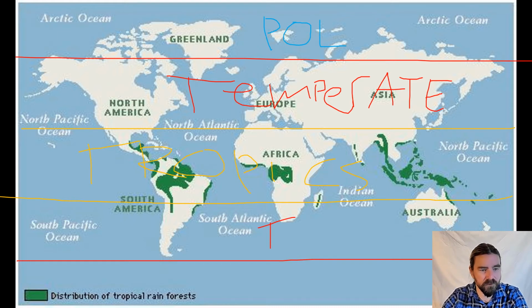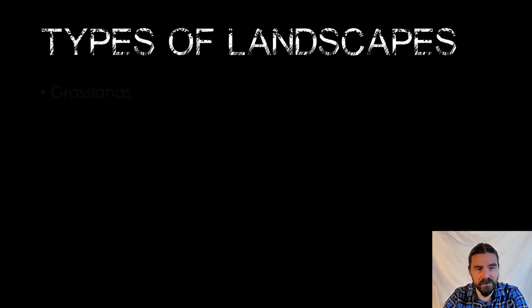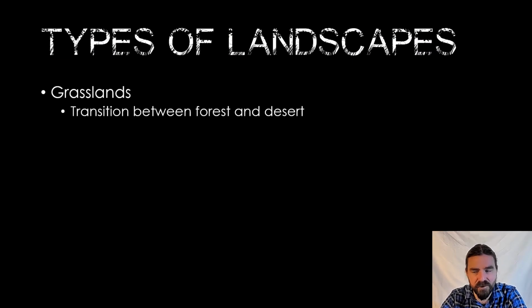Moving along. Next type of landscape, grasslands. So grasslands can often be seen as the transition between forests and deserts, yeah? There's usually grassland between forest and desert. You don't go straight from forest to desert. It goes forest, forest, forest, grassland, grassland, forest, grassland, grassland, desert.